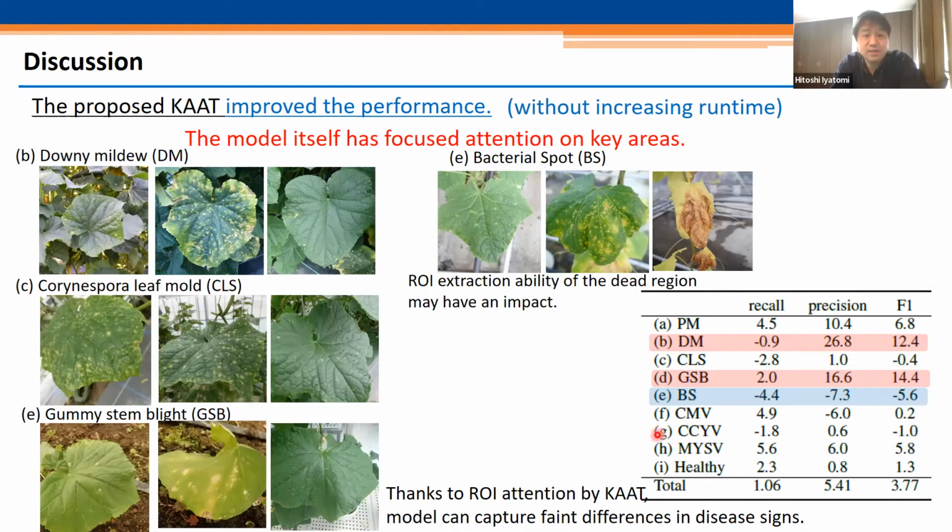That is, we think ROI attention by CAT leads the model to make appropriate attention to this region. On the other hand, bacterial spot also has granular spots, but some dead leaves can be rejected in ROI detection, so it deteriorates the performance.